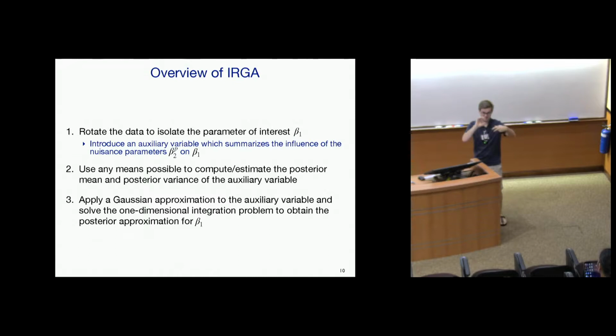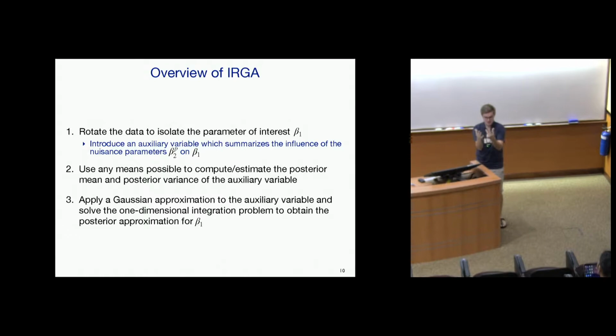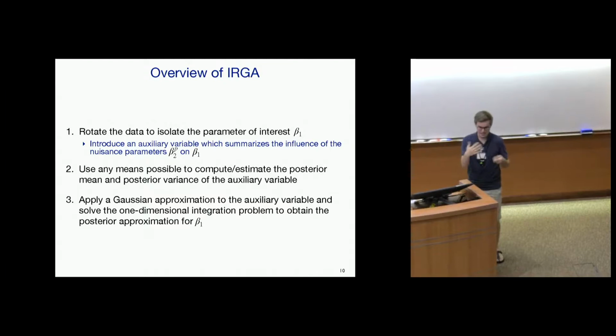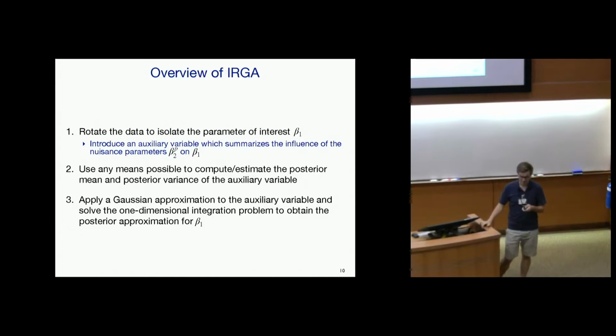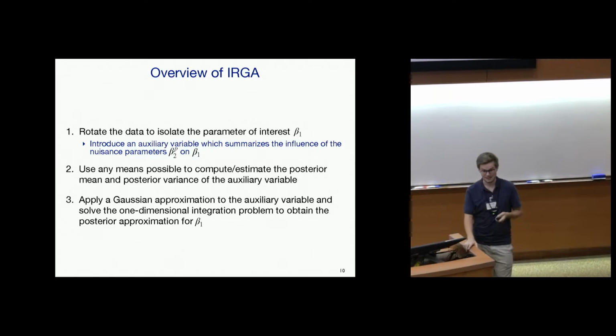Then we're going to estimate the mean and covariance of our auxiliary variable, the posterior mean and covariance in a certain sense. We can use any kind of method that we like to find the posterior mean and covariance of that part. Then we use that mean and covariance to do a Gaussian approximation. Under this Gaussian approximation, it turns out to be rather straightforward to find the marginal posterior of beta 1. We're actually integrating over the Gaussian approximation, and that's why it's called the integrated Gaussian approximation.